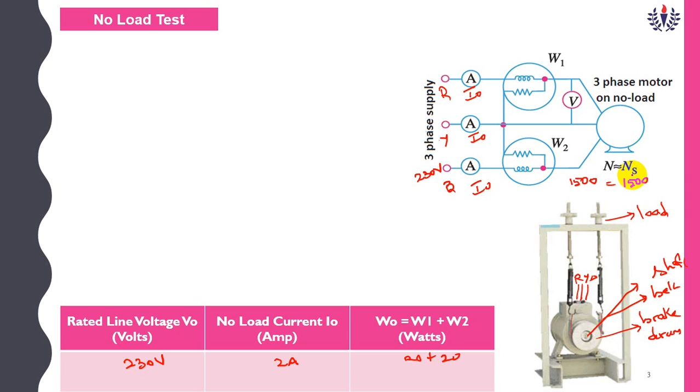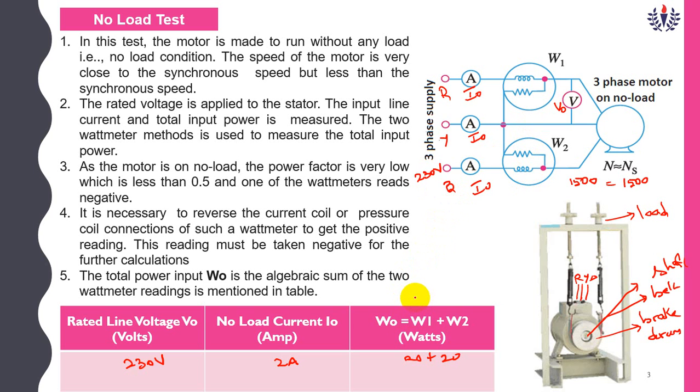So in the no load test we are using 3 ammeters, 1 voltmeter and 2 watt meters to measure the current, the voltage and the power. To measure the voltage V0 we are using 1 voltmeter, that is V0, and the no load current I0 and W0. The combination of W1 and W2 will be W0 equal to W1 plus W2.